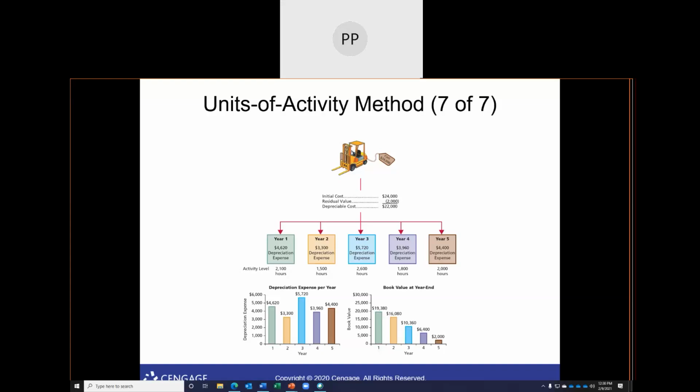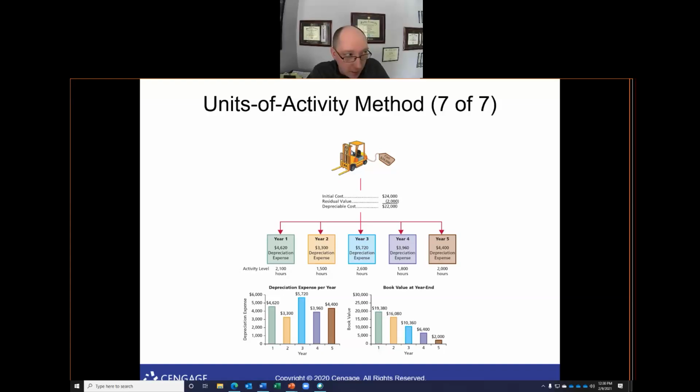But what if that brings us money? Is that something that we can make money with, this forklift? Oh yeah, absolutely. The forklift is a useful asset. It is a fixed asset that helps us to generate revenue.